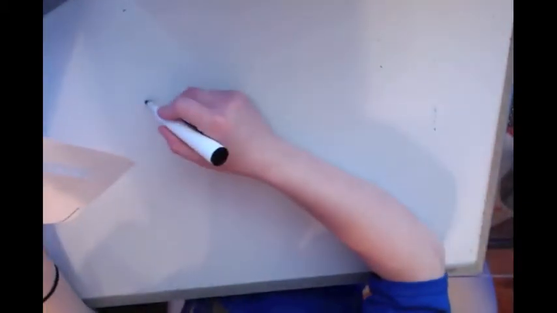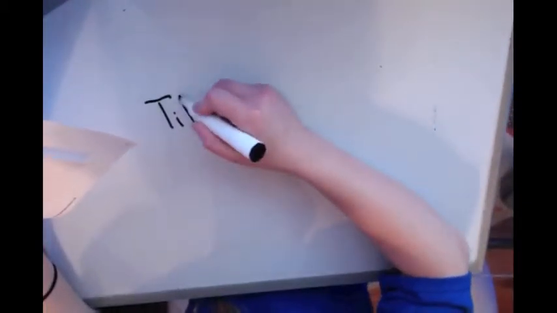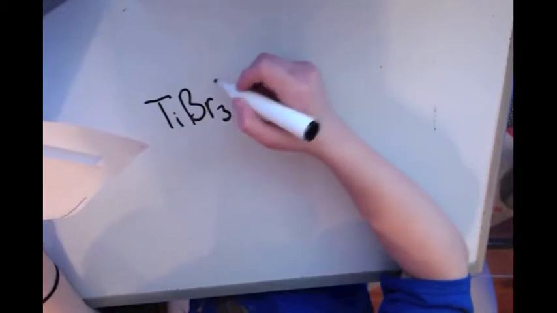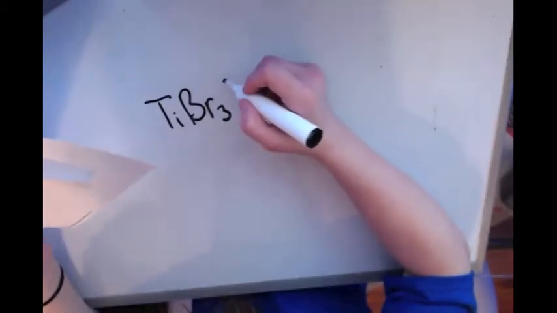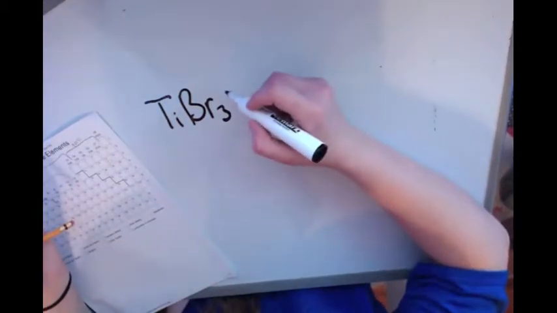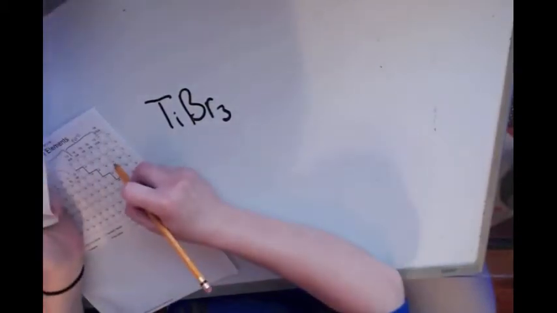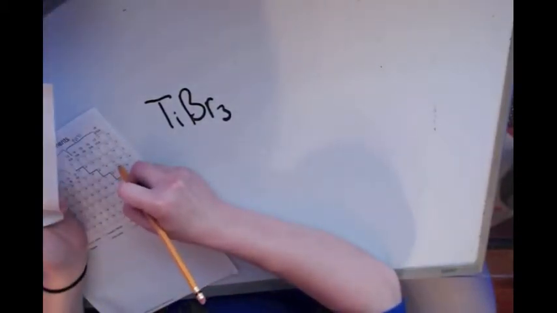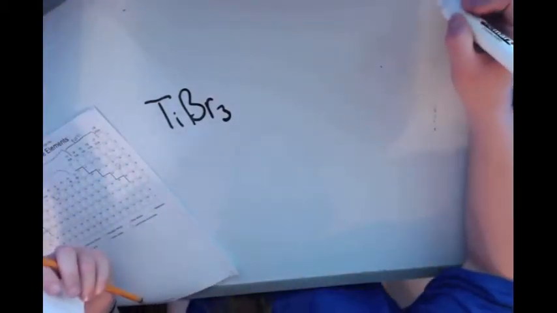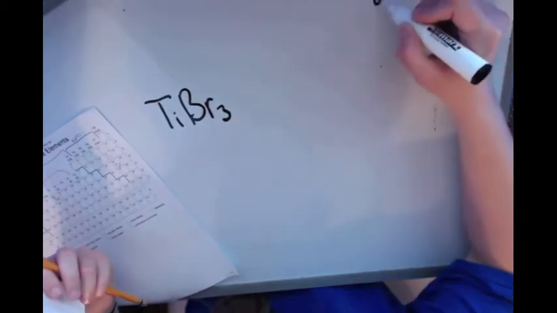Next on the list, I have TiBr3. Well, Br is another nonmetal. It's in the 7A column. It's here. So things in 7A have a charge of 1 minus.